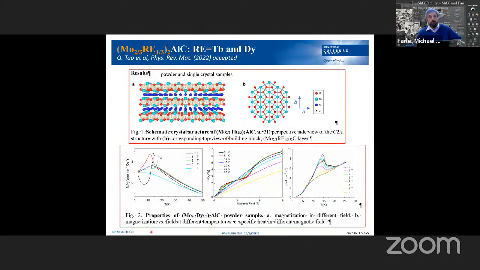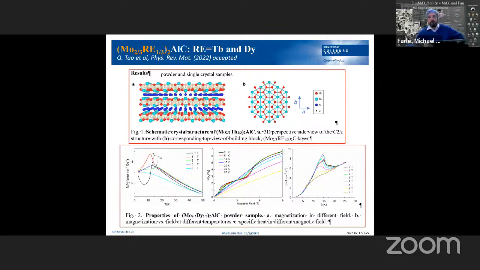Okay, now here is an example of the problems. Our colleagues in Linköping managed, after theoretical prediction, to grow and produce this molybdenum rare earth aluminum carbon material. Rare earth stands for terbium or dysprosium. You see a 2/3 to 1/3 composition. Which experimentalist would have thought about that? Well, we need computers nowadays.